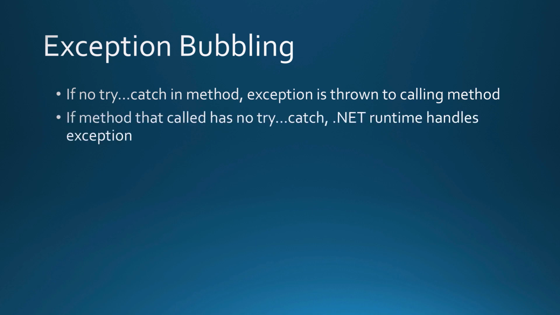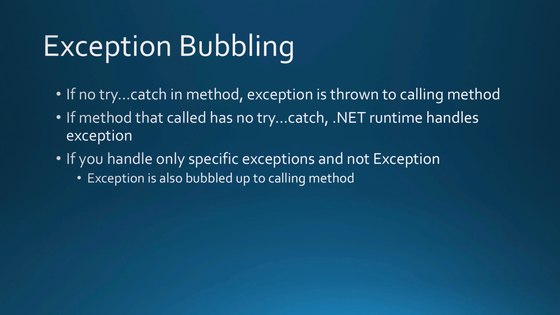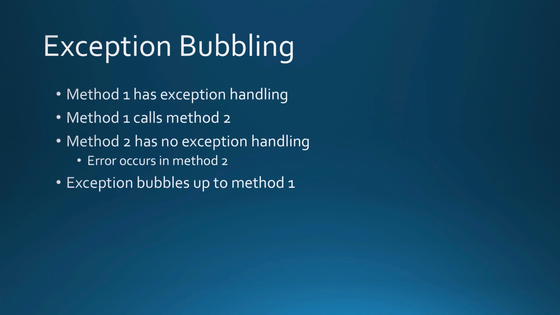If the method has no try-catch, then .NET just handles the runtime exception and calls it an unhandled exception and throws that error. And again, what you get at runtime is going to depend on the application that you're creating. If you only handle specific exceptions and not the generic exception object, the exception is also bubbled up to the calling method. So, for instance, method 1 has exception handling. Method 1 calls method 2, and in method 2 there is no exception handling. Then let's say we had code like trying to open a file down there in method 2. If an error occurs there, then the exception simply bubbles up to the catch block up in method 1. That's how exception bubbling works.